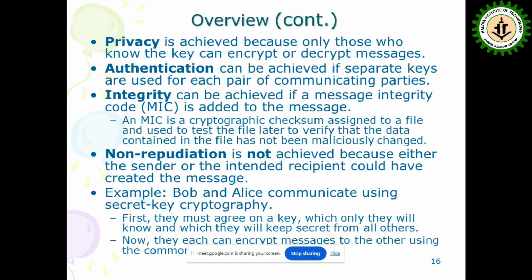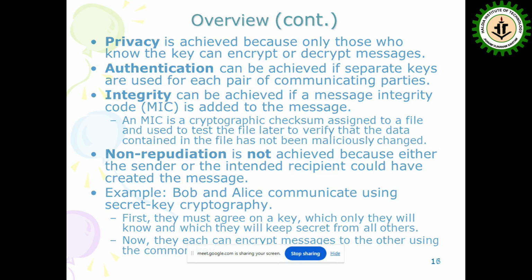Now coming to integrity. Message integrity can be achieved by adding a cryptographic checksum, often called a message integrity code. This ensures that the data has not been tampered with during transmission. However, symmetric cryptography does not provide non-repudiation because either party could have created the encrypted message. This limitation is addressed by asymmetric key cryptography, which we will discuss later.